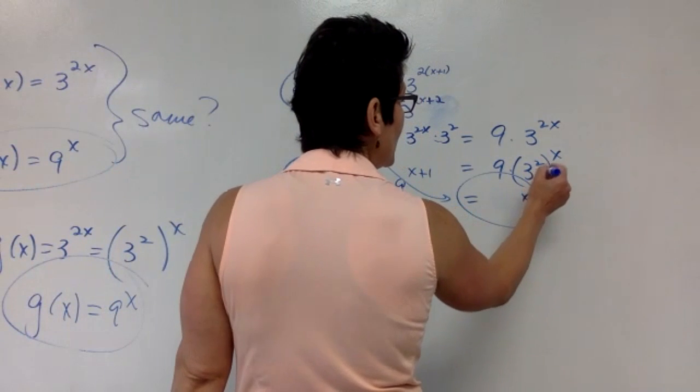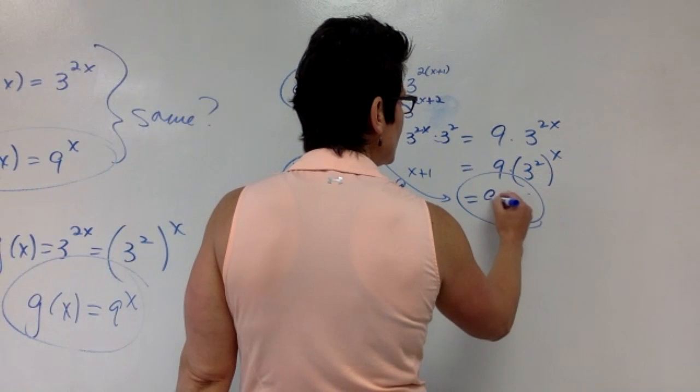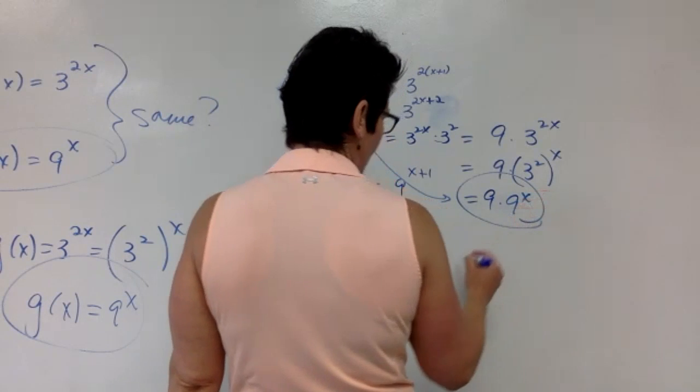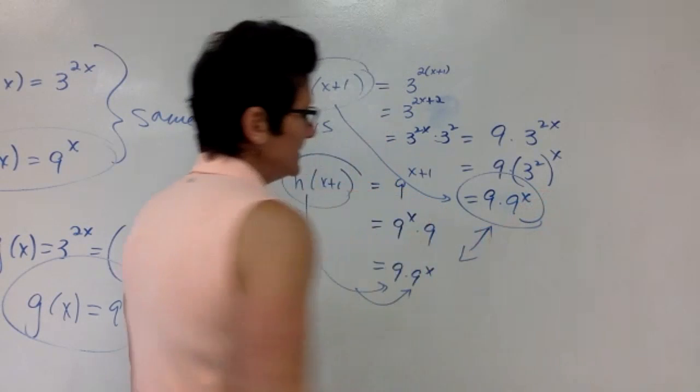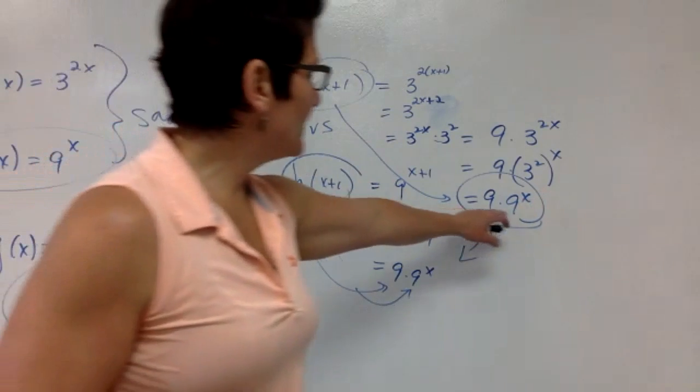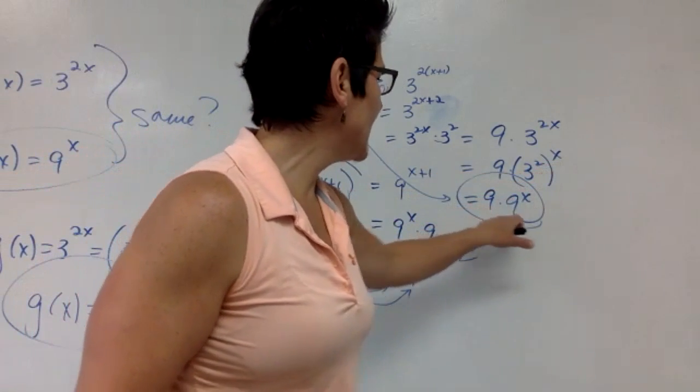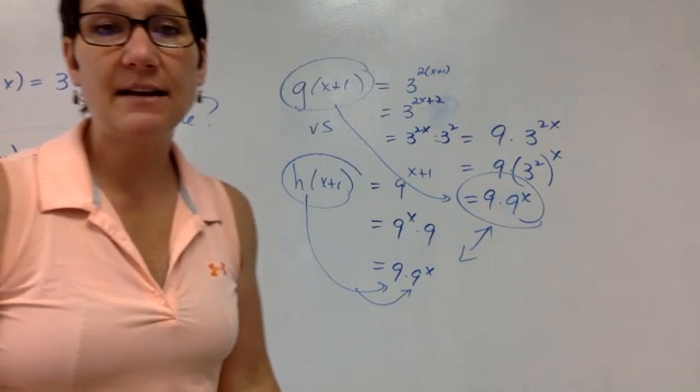You guys should have called me out. So this is, let me go back here. So this is 9 times 9 to the x power. So in fact, they will give you the same thing. I'm so sorry about that. So yeah, this is 9 to the x, or 9 times 9 to the x. They are in fact the same exact function.